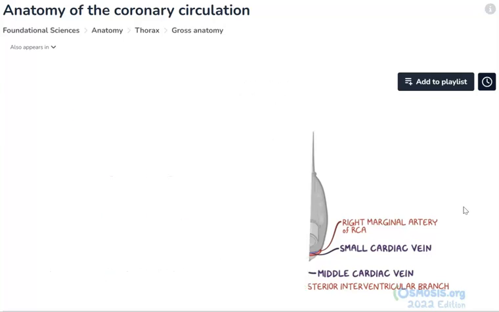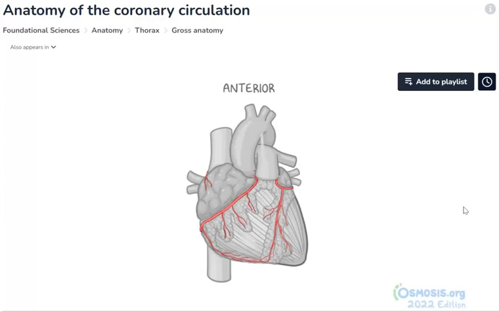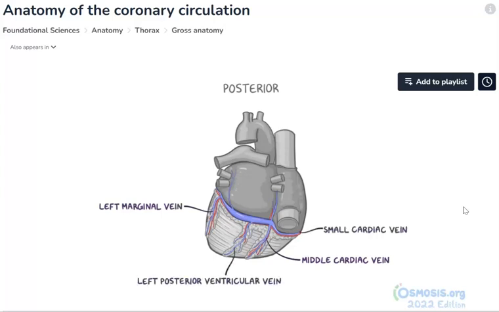Some other veins begin over the anterior surface of the right ventricle, cross over the coronary sulcus, and end directly in the right atrium, or sometimes enter the small cardiac vein. Alright, as a quick recap, the heart receives arterial blood supply from the right and left coronary arteries and their branches, and venous blood is drained by the middle cardiac vein, the left marginal vein, as well as the left posterior ventricular vein, part of the small cardiac vein, and the oblique vein of the left atrium.